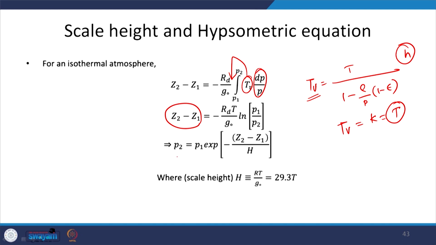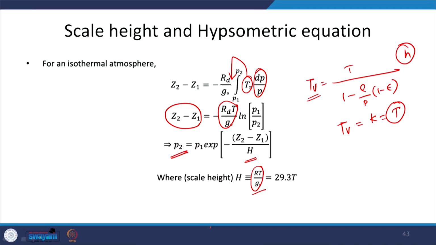That means now you are able to write P2 with this ln term. P2 equals P1 times exponential of minus (Z2 minus Z1) divided by capital H. What is capital H? Capital H is RdT by g naught, which appears outside the integral. This is the scale height. What have we done? We have taken the geopotential height at a particular pressure surface and at a different pressure surface, and calculated the difference in geopotential height between these two surfaces. This expression gives us the variation of pressure with respect to height.